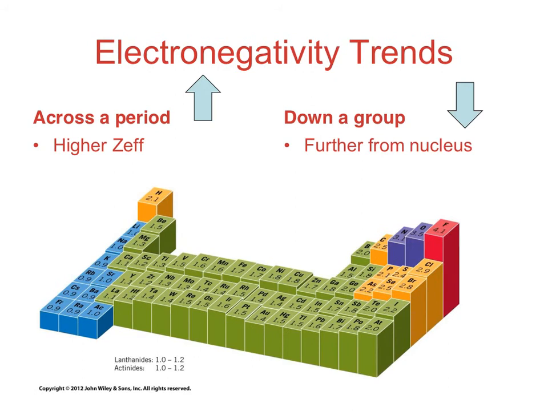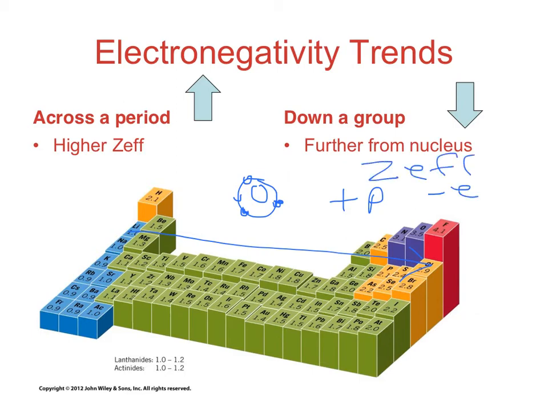So across a period, why is electronegativity going up? If I think about going from lithium to beryllium to boron to carbon, I'm increasing my number of protons and my number of electrons. I'm increasing my Zeff. I have a stronger Coulombic attraction to the nucleus.